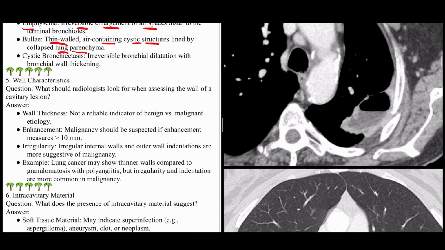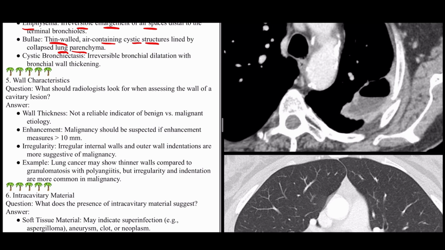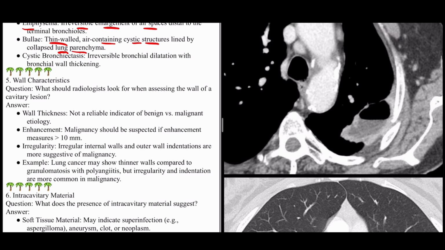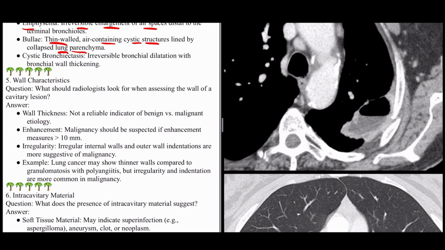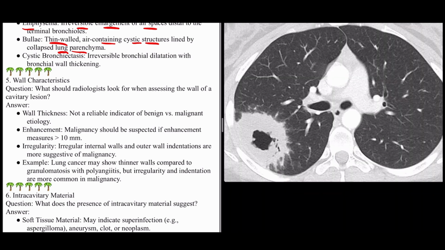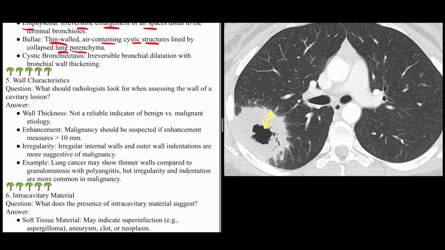We go to the wall characteristics. What should radiologists look for when assessing the wall of a cavitary lesion? You have to know that wall thickness is not really a reliable indicator of benign versus malignant etiology. Like in this example, you have an air-filled cavitary lesion with a relatively thin wall. This was a cancer. In this case, you have a really thick-walled cavitary lesion, air-filled, with internal irregularity and spiculated indentations on the outer margin. This was a granulomatous lesion.